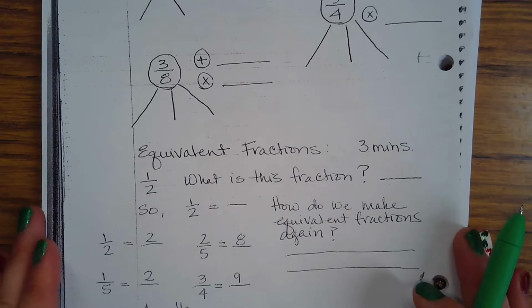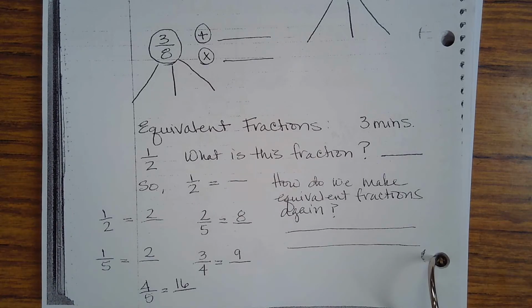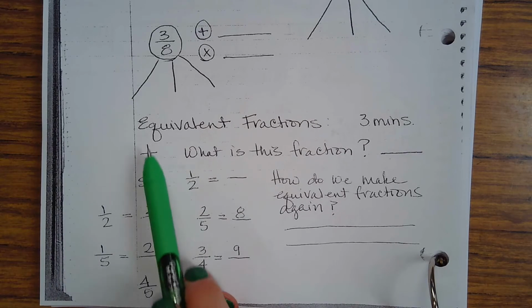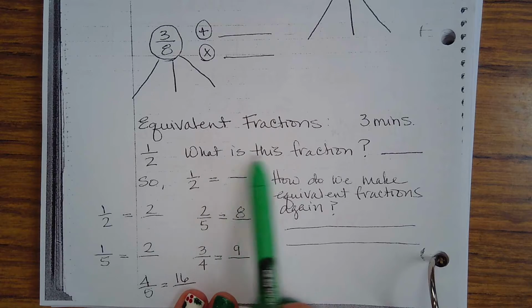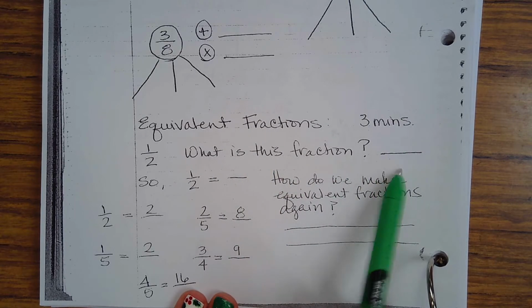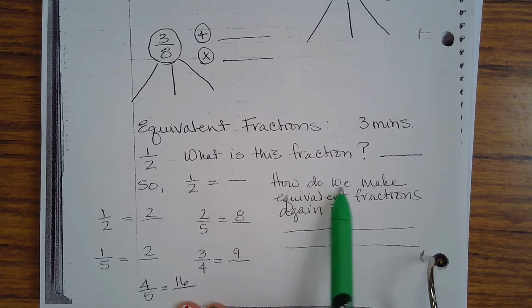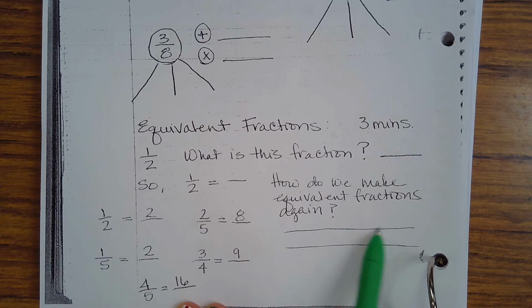And then we have equivalent fractions. So remember, the easiest way to create an equivalent fraction is to multiply by 2. And then 1/2, what is this fraction? Well, it could be a whole host of different things. So you're going to go ahead and fill this in. How do we make equivalent fractions again? And you're going to write it down with words.